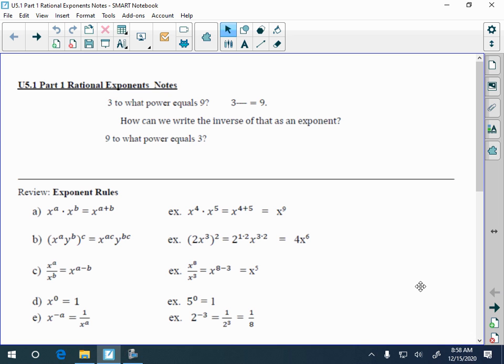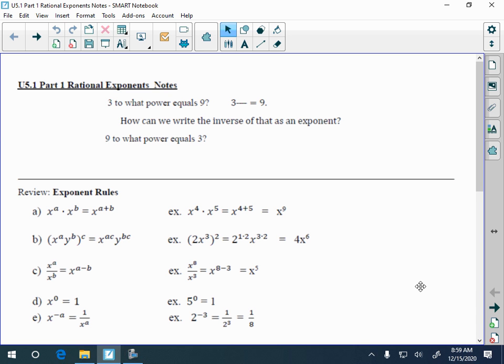And so we're going to go ahead and start with Unit 5 for this semester. And we're going to be looking at radicals for the most part. This first lesson, we're going to be looking at rational exponents, so exponents that have fractions, or they could also be decimals in them. And how do we use that?